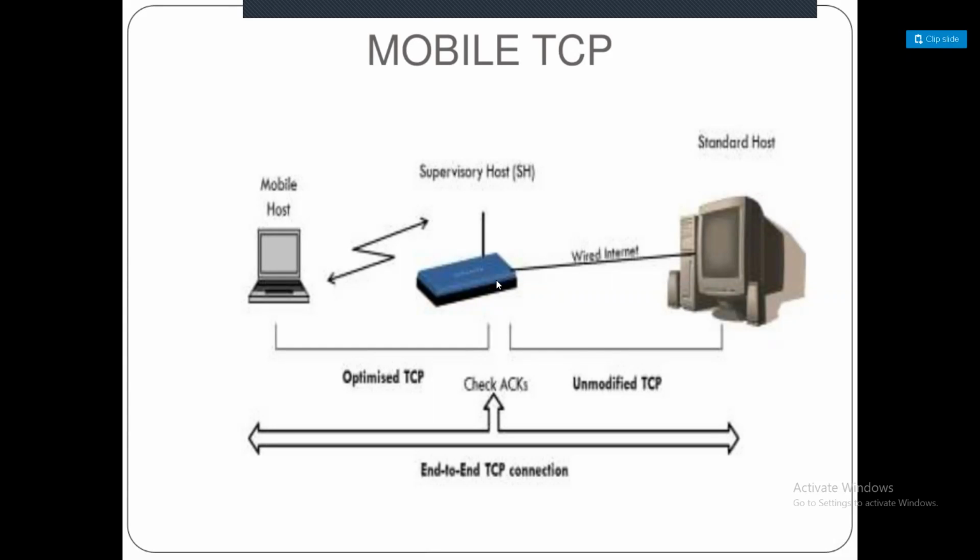But here, who will inform the standard host? The supervisory host. Here the supervisory host informs the standard host about the mobile host disconnectivity. After the mobile host gets back into the connection, okay, automatically the standard host will get the acknowledgement, and it will increase the sender window size to 1 and send the next packet.